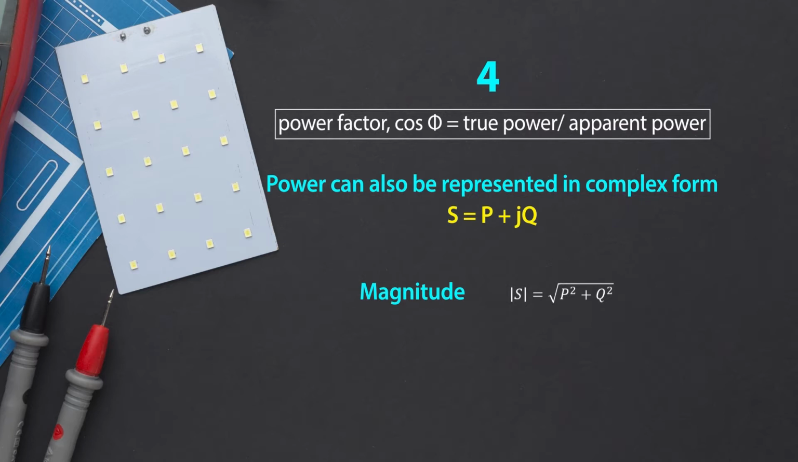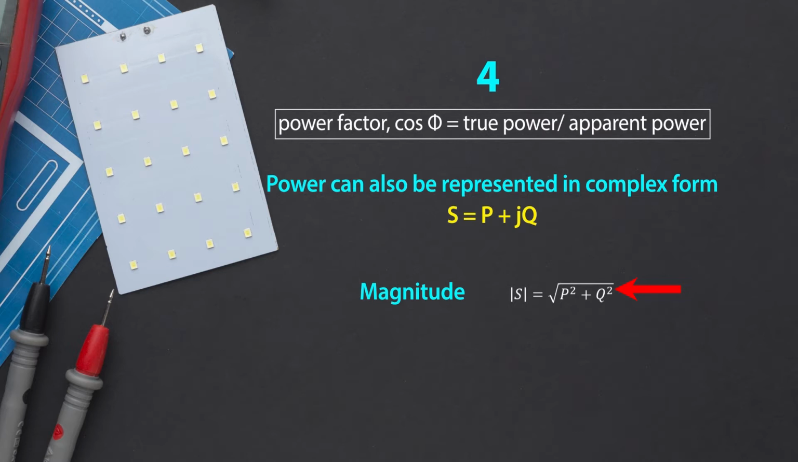Now this power can be represented in complex form also. This S can be written as S equal to P plus jQ, where S is the apparent power, P is the true power and Q is the reactive power. So if you want to calculate the value of this apparent power S, it can be calculated as under root P square plus Q square. Means if you want to calculate the apparent power with the help of the power triangle, just square the real power, add the square of the reactive power, and take the under root. So S can be written as under root P square plus Q square.